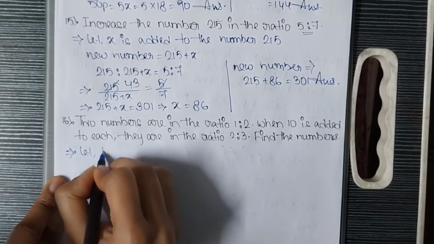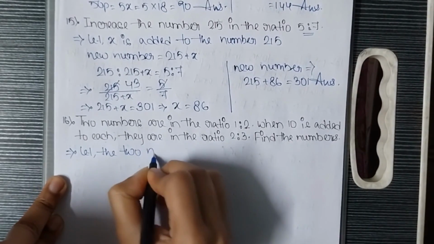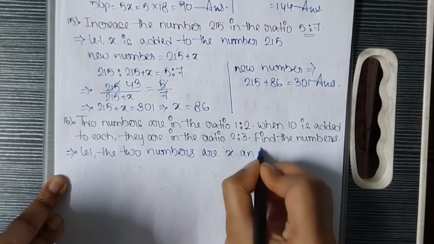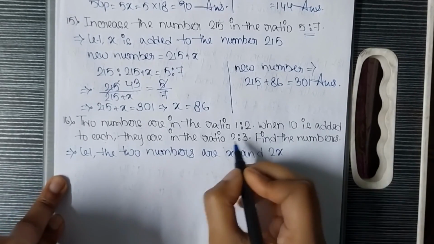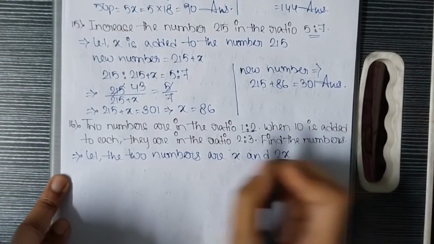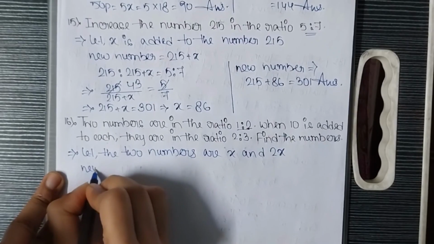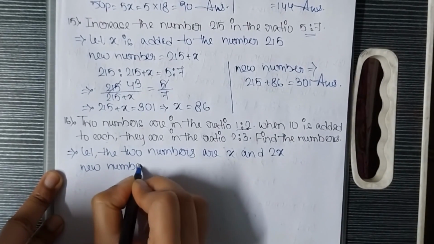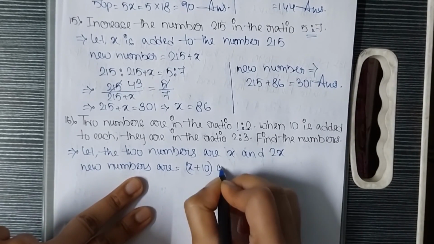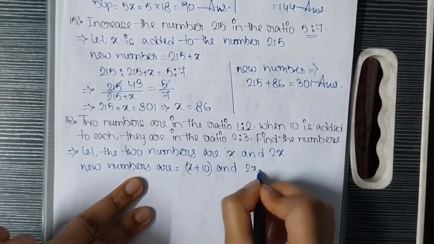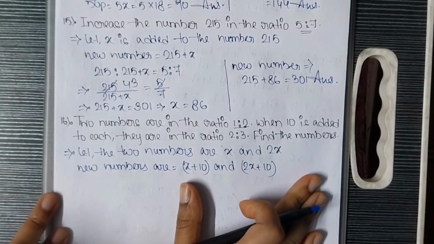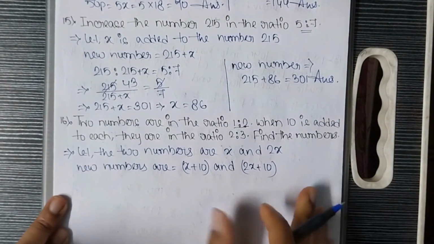So we can assume that the two numbers are x and 2x, as it is in the ratio of 1:2. So the next line is when 10 is added to each. So the new numbers are, one is x plus 10 and another one is 2x plus 10, as it is given that when 10 is added to each. So we have concluded the new numbers.